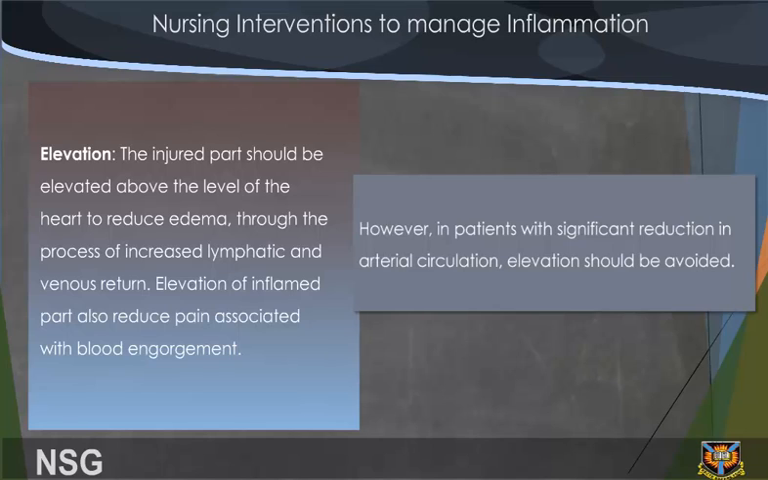Elevation. The injured part should be elevated above the level of the heart to reduce edema through the process of increased lymphatic and venous return. Elevation of inflamed parts also reduces pain associated with blood engorgement. However, in patients with significant reduction in arterial circulation, elevation should be avoided.